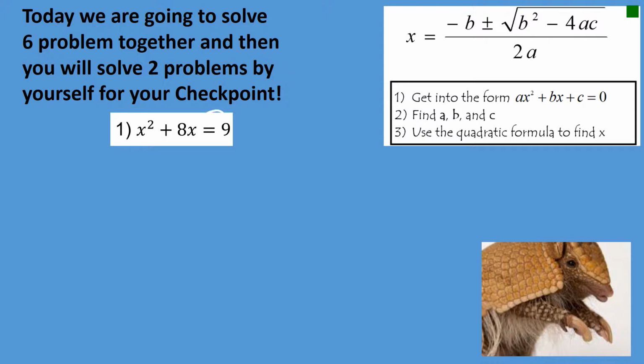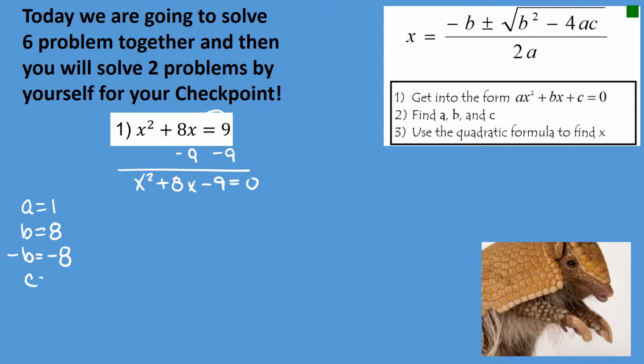Here we go. We got to move this 9 to the other side. We're going to do that by subtracting 9. So we have x squared plus 8x minus 9 equals 0. Let's identify a. a is 1, the leading coefficient. b is 8, the coefficient of the x term. So the opposite of b is negative 8. c is negative 9.